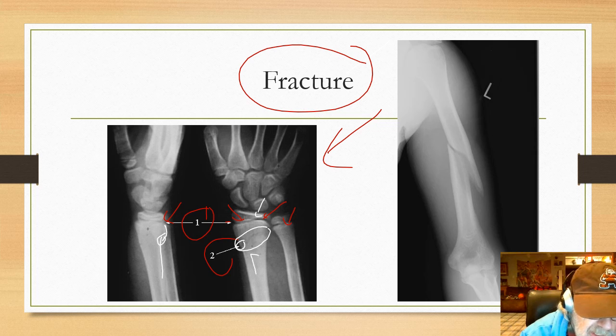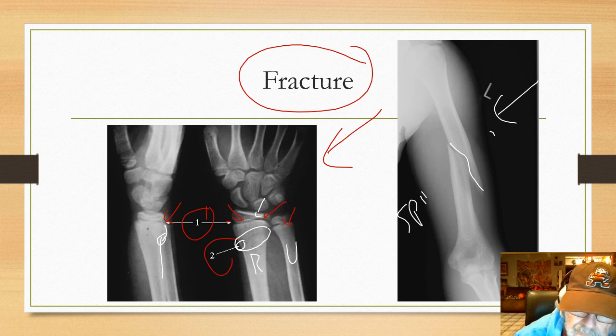Again, this would be the radius, because everybody knows that, and therefore this is the ulna. Now over here, this is really easy to see. You don't have to even open your eyes to see this one. You can see the fracture that comes right through here like this, and this is called a spiral oblique fracture. So if you ever see the word spiral oblique, it's like that.